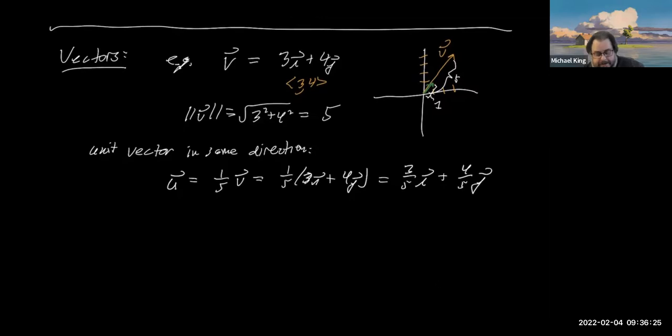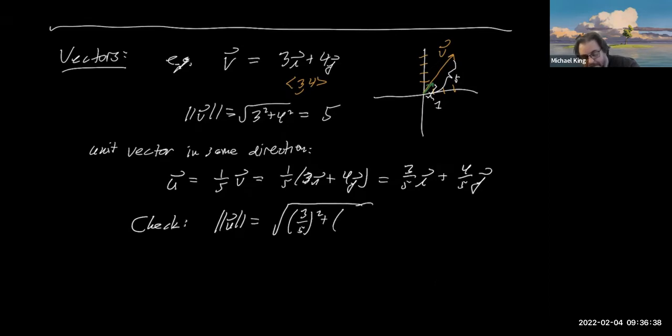And you can check that this is length 1, right? Because the magnitude is, again, the square root of the components squared, just the distance formula. Again, magnitude is just a word for length. And now you get 9/25 plus 16/25, which is 25/25, which is 1.